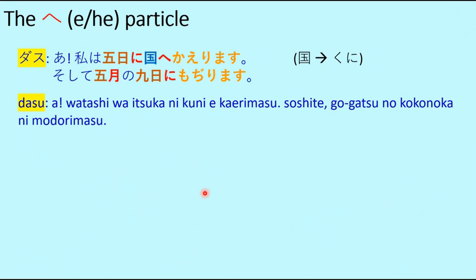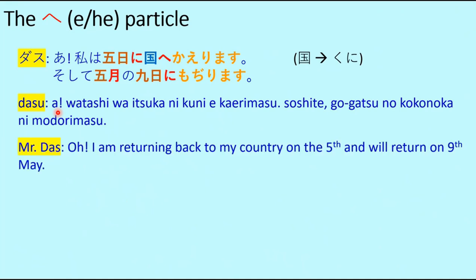So this sentence, there is an exclamation in the beginning. Ah, that means Das-san is surprised. Das-san is surprised because he is returning back to his country on the 5th, and he will return on the 9th of May. So this is basically an expression of surprise.